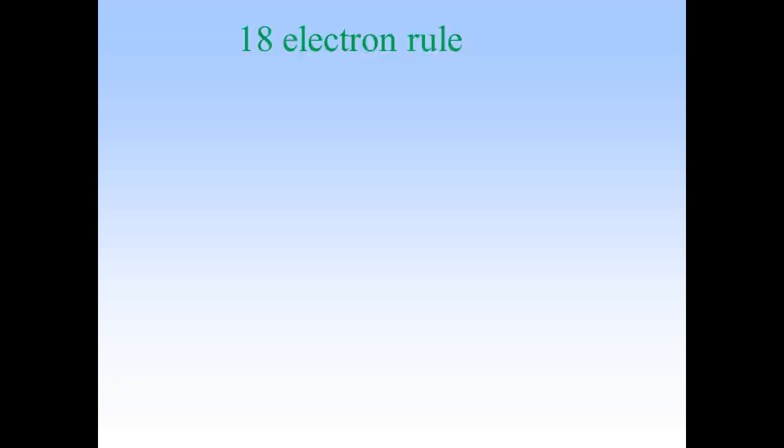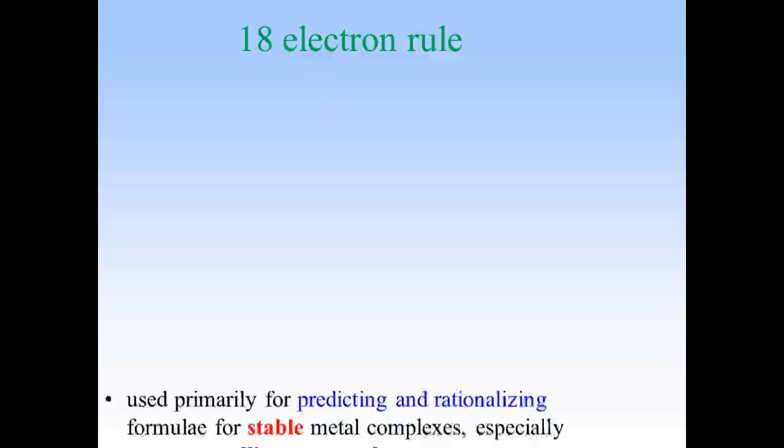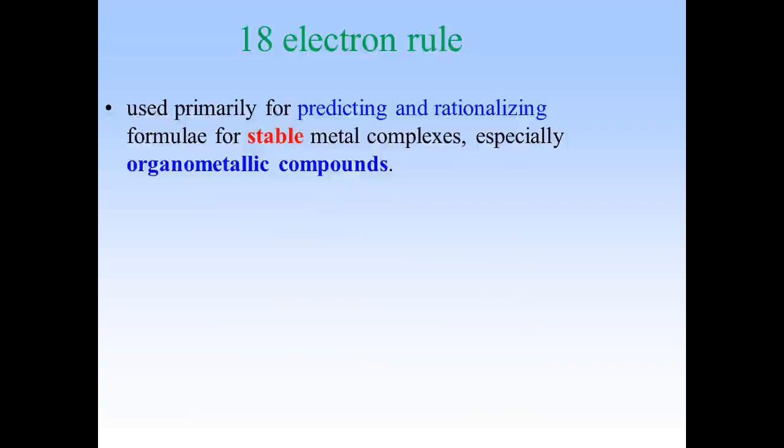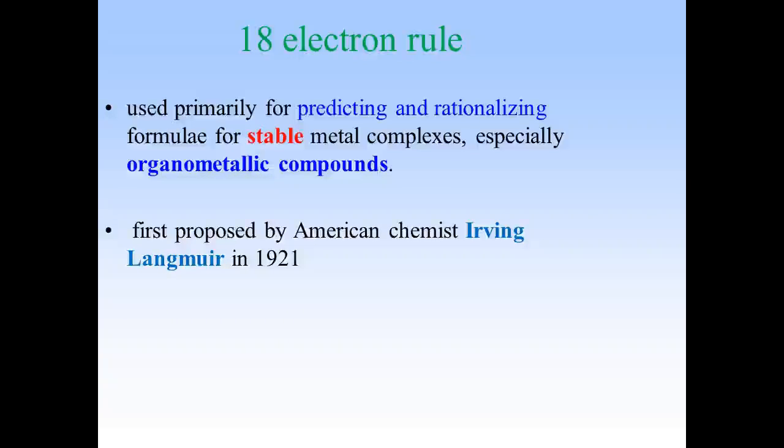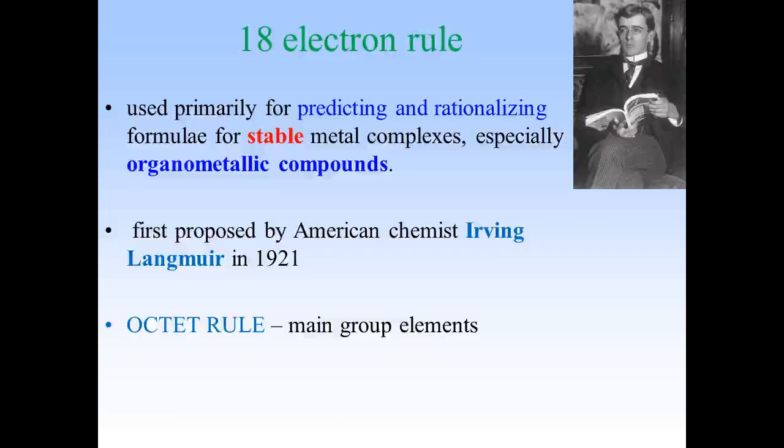Now we are going to discuss the 18 electron rule, an important concept in the case of organometallic compounds. This rule is used to predict the stable organometallic compounds, and it was first proposed by Irving Langmuir, an American chemist, in the year 1921.